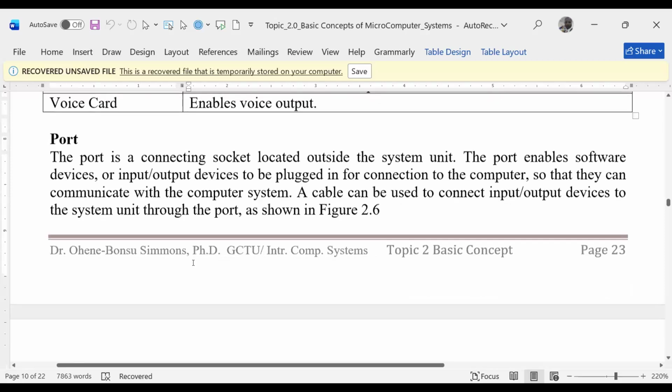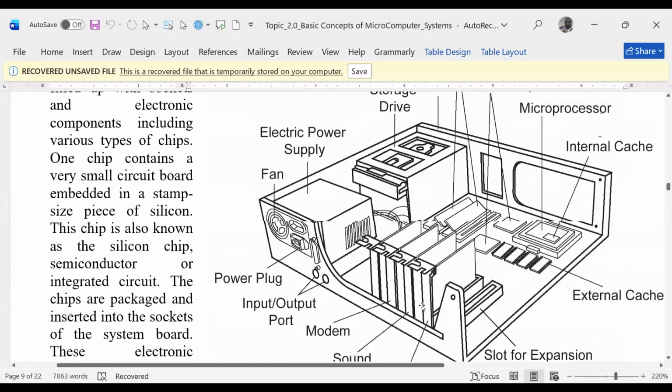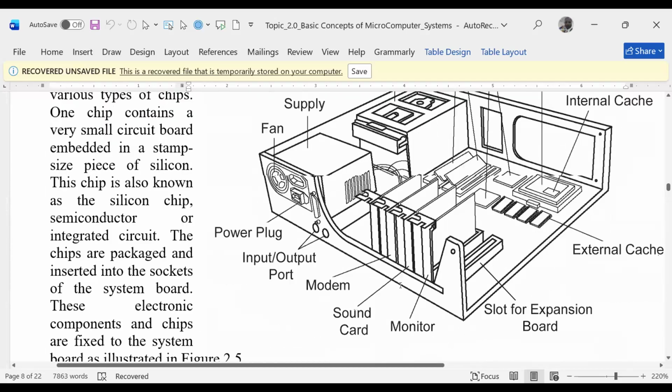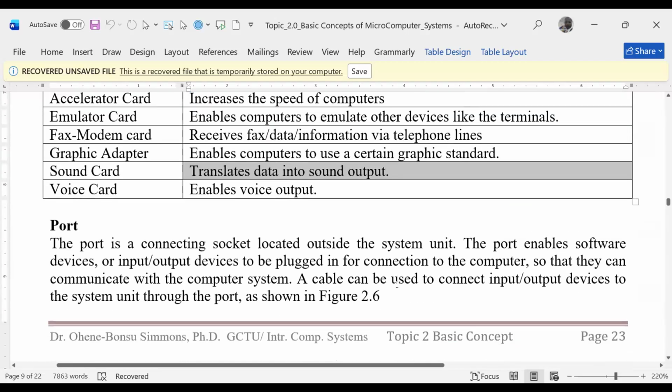The next one is port. And these here are called ports. The port, the same as the card, enables external devices to be connected to your computer system. What is a port here? It's a bridge, a connection that supports external devices to be connected. Before you can connect the monitor, you must go through a port. Before you can connect the printer, you must go through a port. So ports enable external devices to be added. And these external devices enable software and other things to be installed into your computer system to update.